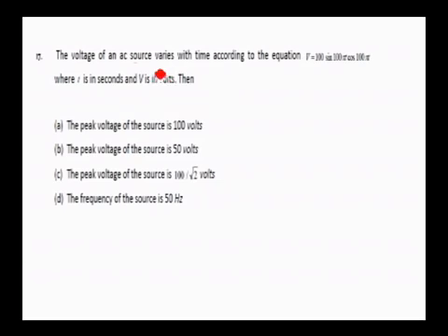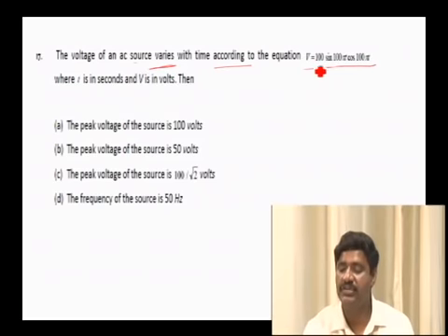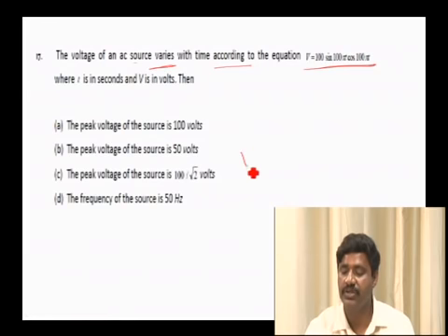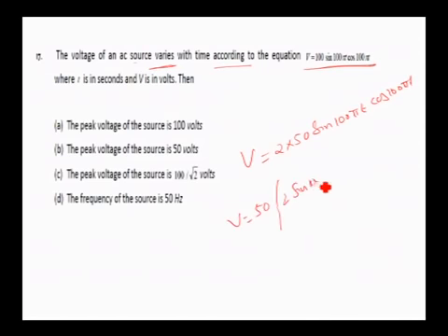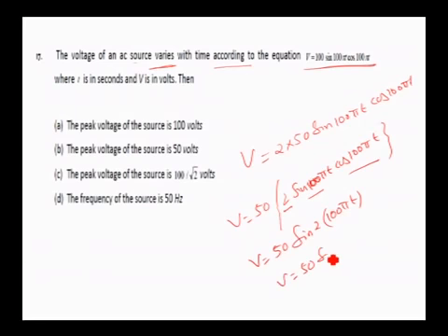The voltage of an AC source varies with time according to the equation V equals 100 sin 100 pi t cos 100 pi t. I will change this pattern to 2 times 50 sin 100 pi t cos 100 pi t. Suppose I write 50 into 2 sin 100 pi t cos 100 pi t, this is in the form of 2 sin theta cos theta, which is equivalent to sin 2 theta. Theta is 100 pi into t. Finally, the expression will be sin 200 pi t.